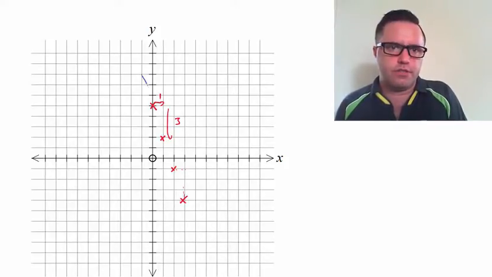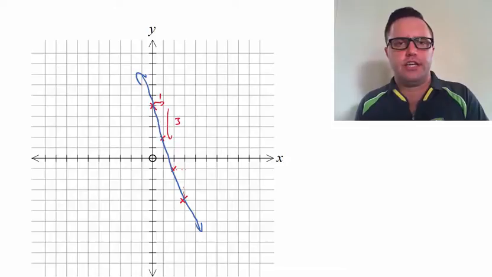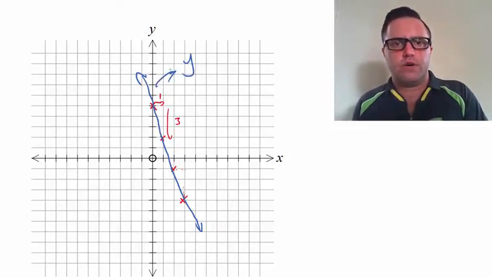Remember, obviously I want you guys to be using rulers and stuff, but I'm just going to do a dodgy line through here. And then we have our function, and it's a good idea to label this. This is y equals negative 3x plus 5.